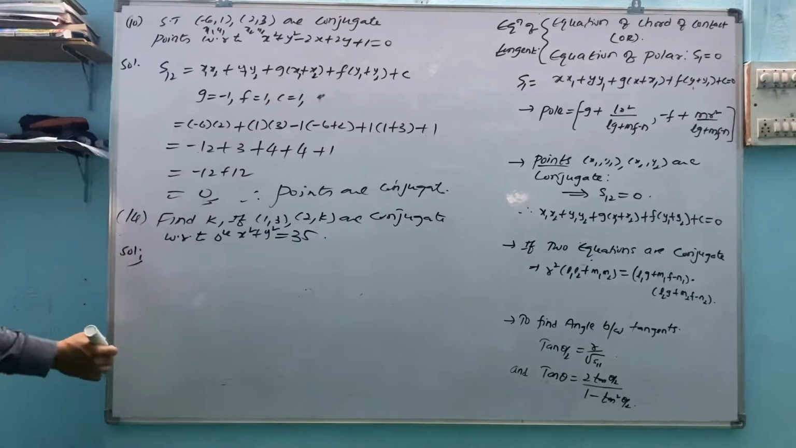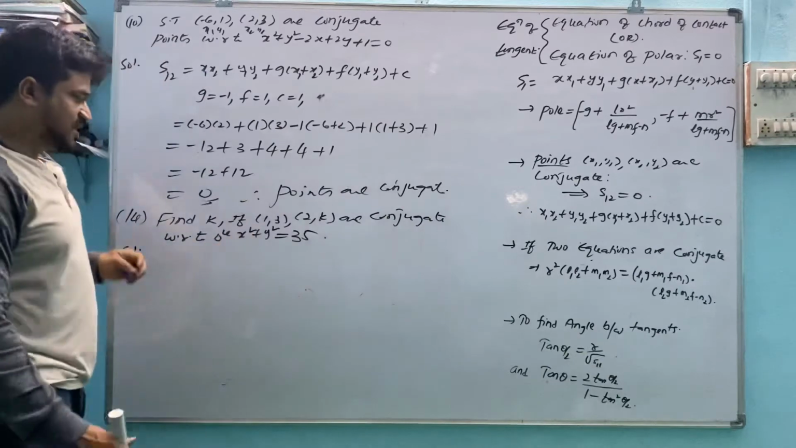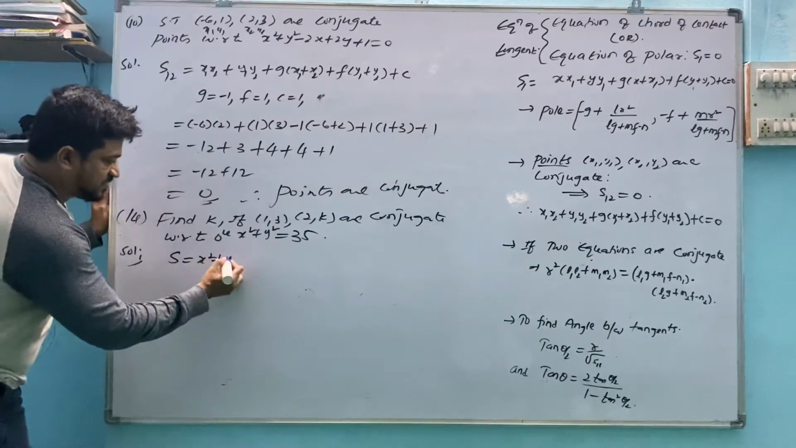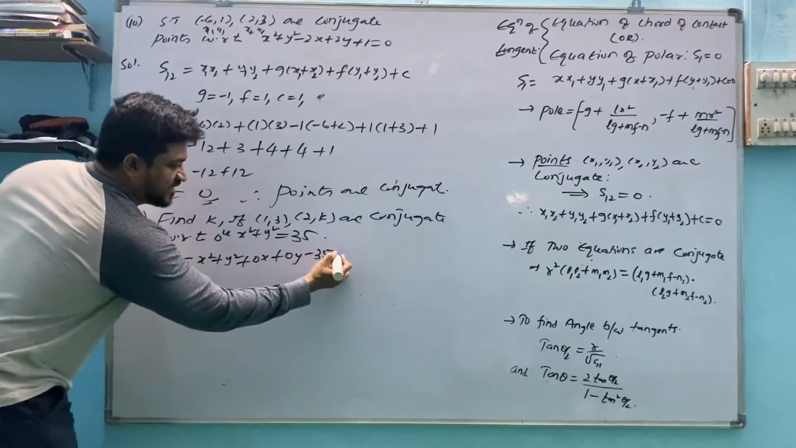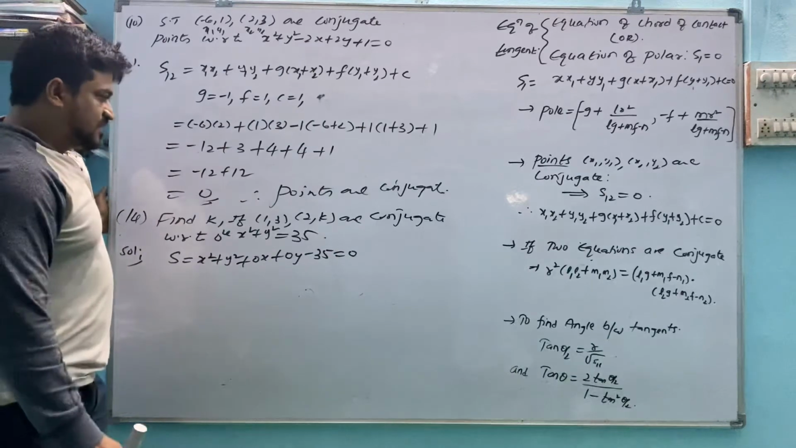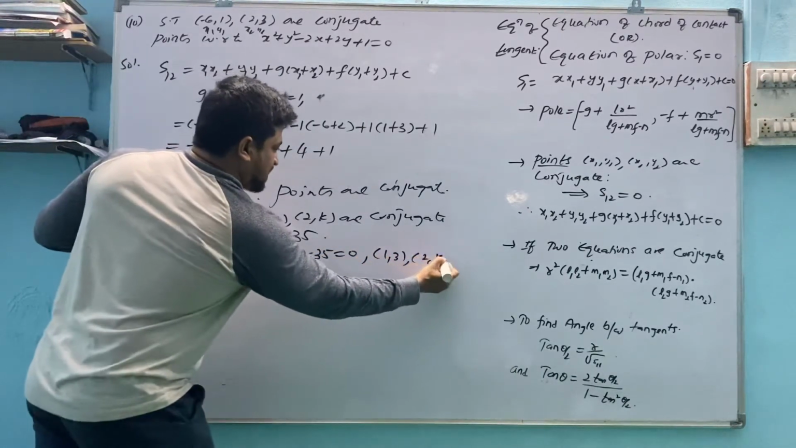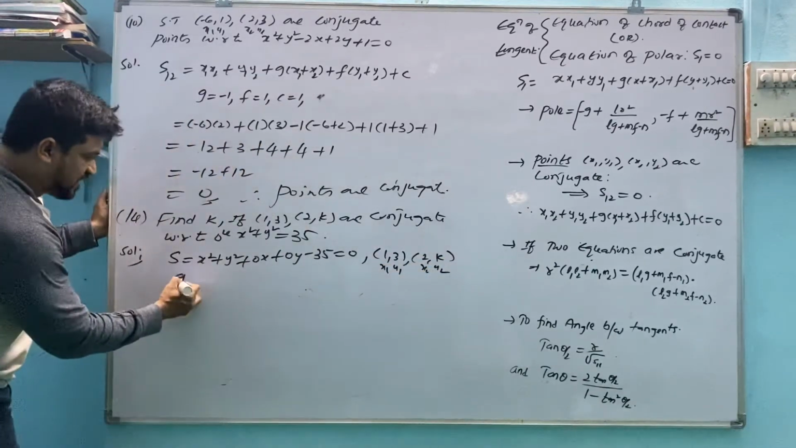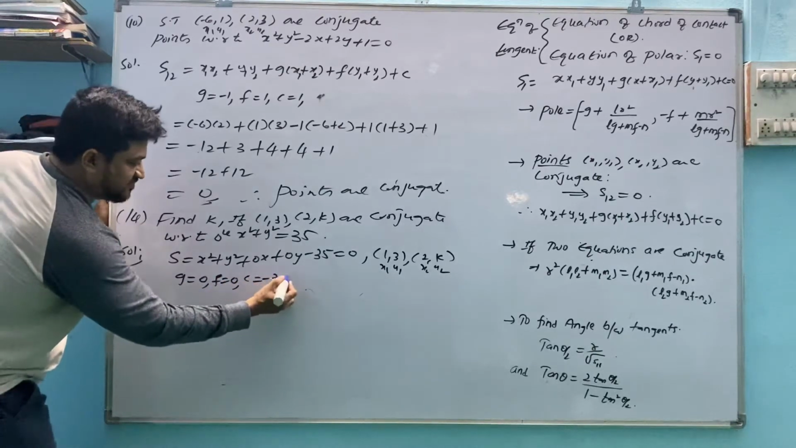See, why I am explaining this one along with this problem, you will get to know. Find if the 2 points are conjugate with respect to the circle. First thing, they have given the circle S equals to x square plus y square, there is no x value, no y value, the constant we have taken to the left side. Then points are given to us: 1 comma 3 and 2 comma k. This is x1 y1, x2 y2. Now we have g value 0 by 2, f value 0 by 2, c value is minus 35.